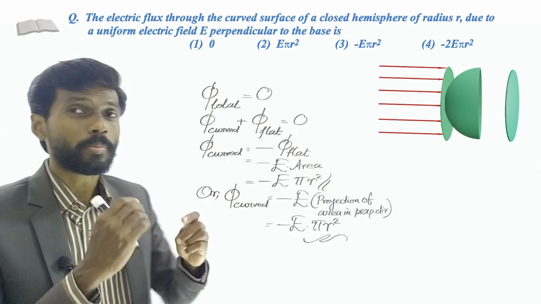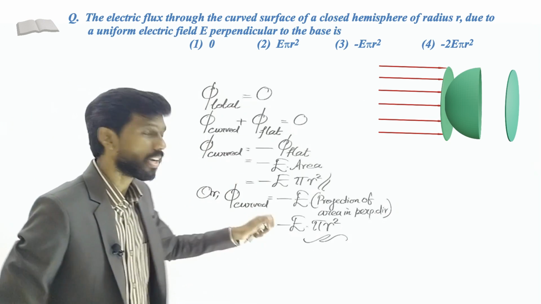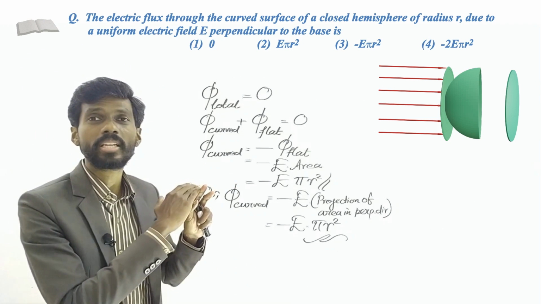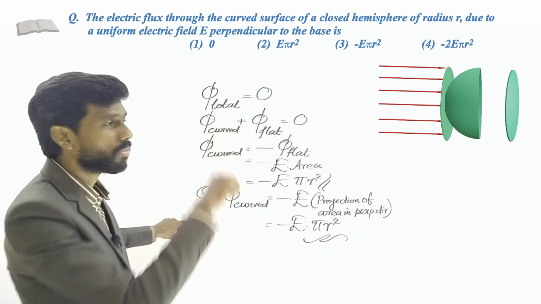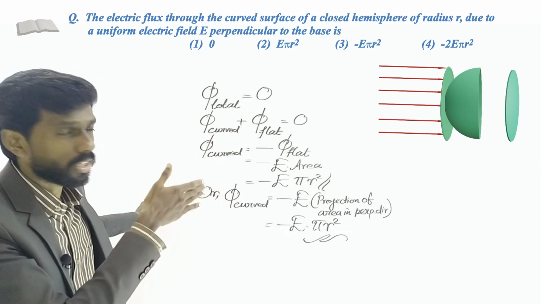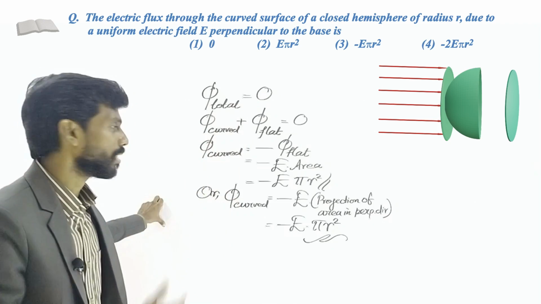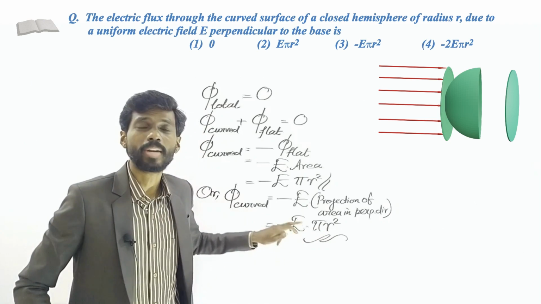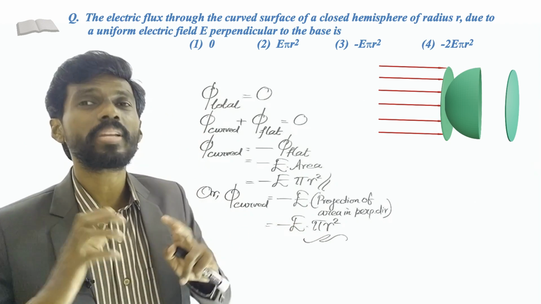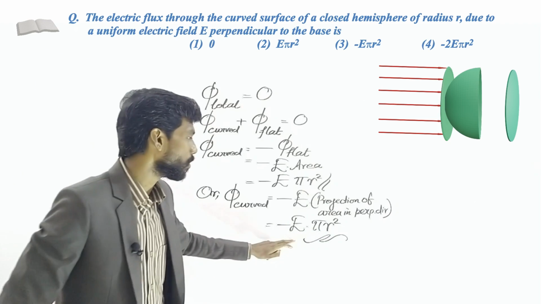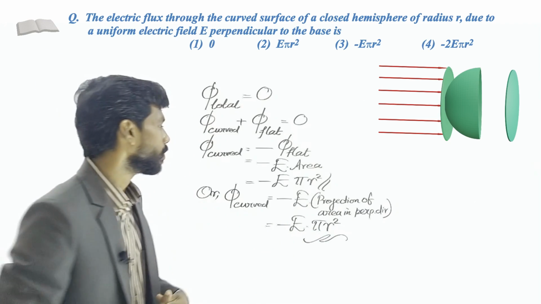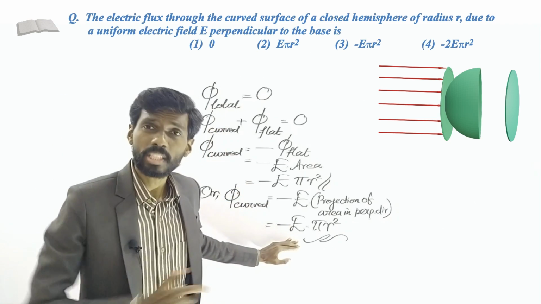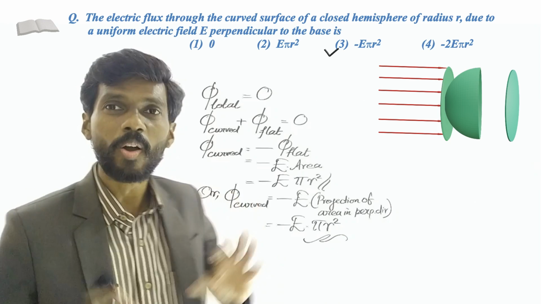See, this projection method is important. The area is not perpendicular to the electric field lines, but we have to take the projection in the perpendicular direction. This curved surface has a projection, a flat circular disc, with area pi r squared, simply multiplied by E, the electric field. Electric field multiplied by the projection of the area in the perpendicular direction will give our required answer. Do you understand? So the flux through the curved surface is minus E pi r squared. Alright, yes.